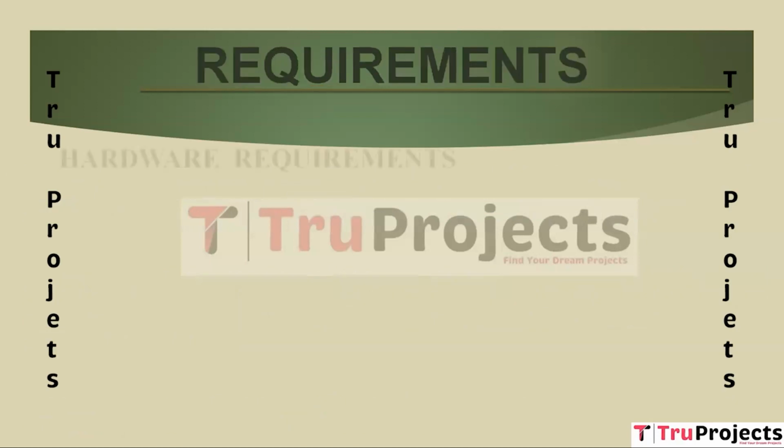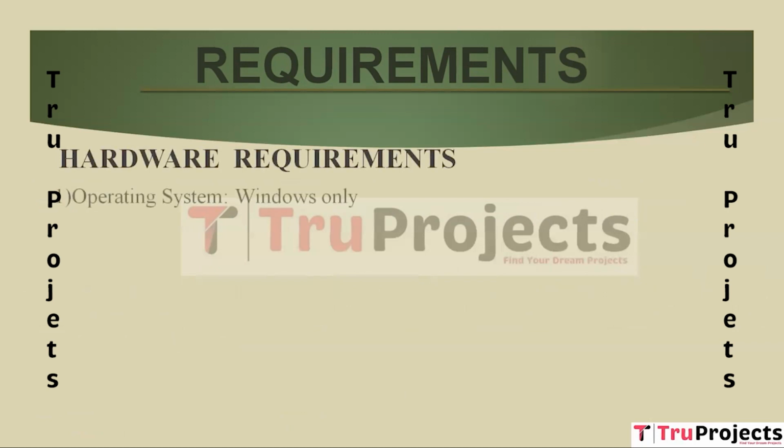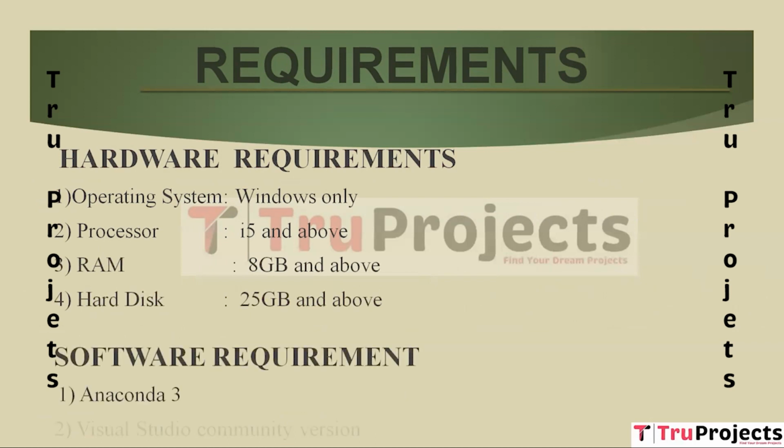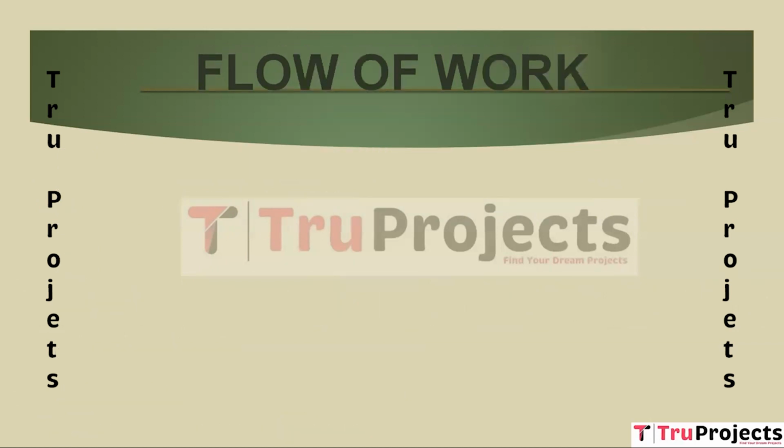Requirements. The requirements of the project are hardware requirements, in which we have operating system of Windows, processor of i5 and above, RAM of 8GB and above, hard disk of 25GB and above. Software requirements, in which we have Anaconda 3 and Visual Studio Community version. Flow of work. To implement this project, we have designed the following modules.